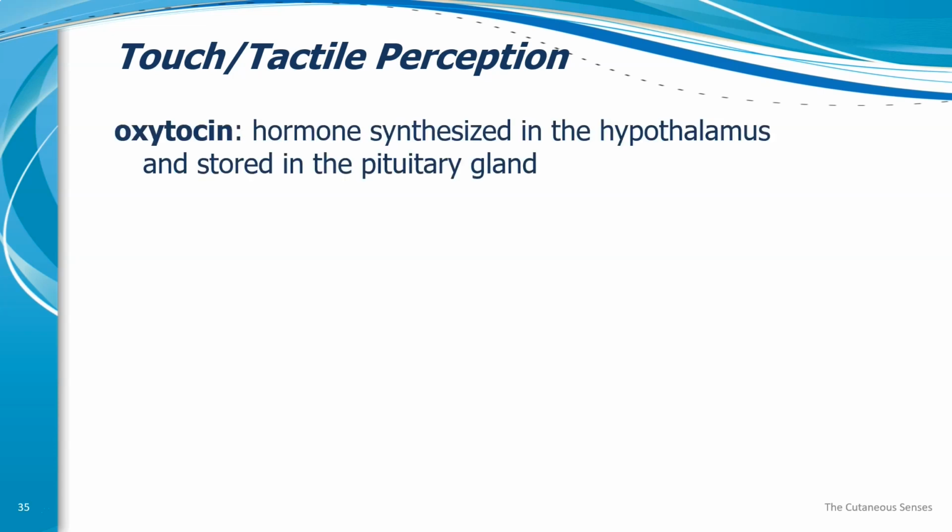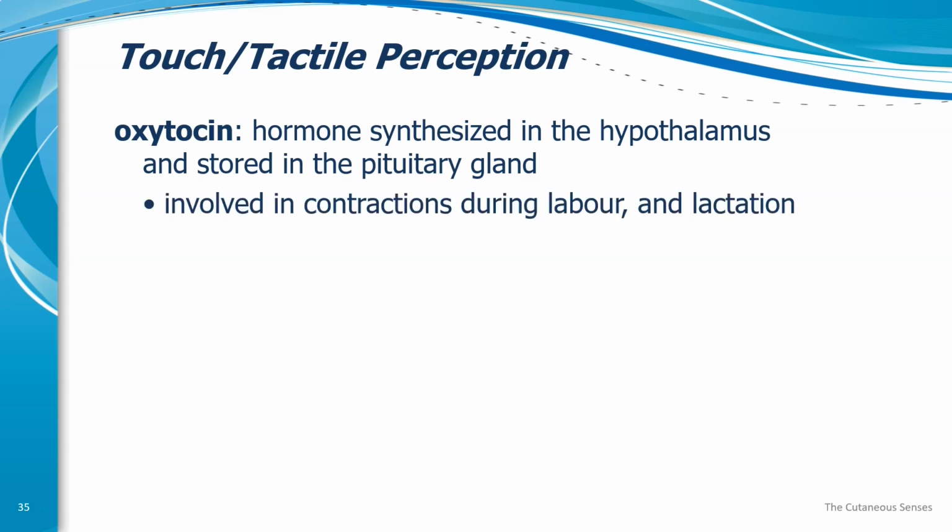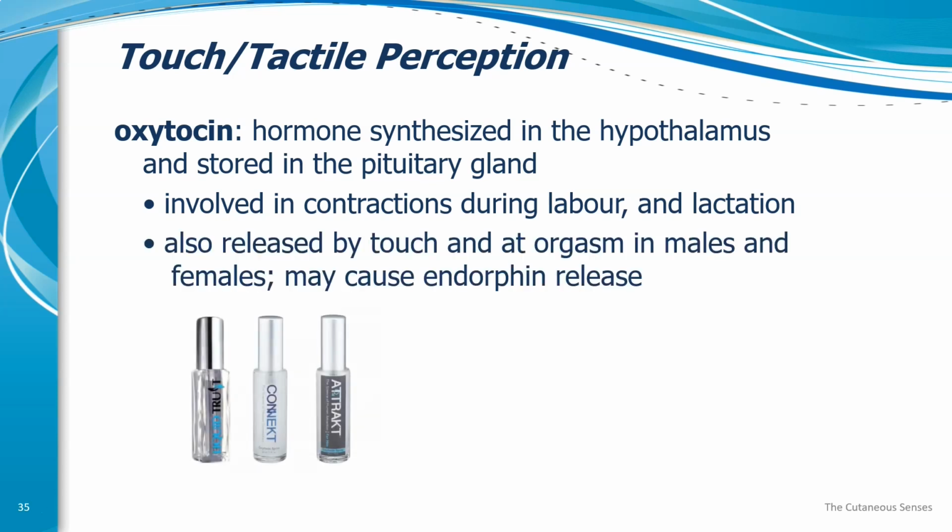So why is that? A lot of research, and there's been a lot of talk about oxytocin in the last 10 years or so. This is what oxytocin actually is. It's a hormone synthesized by the hypothalamus and stored in your pituitary gland. The reason it has gotten so much focus is because it is released during contractions, during labor and lactation, but also released by touch and at orgasm in both males and females, and it may cause endorphin release. Again, there's a lot of research underway looking at some of its secondary effects.